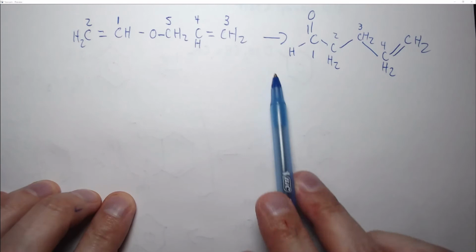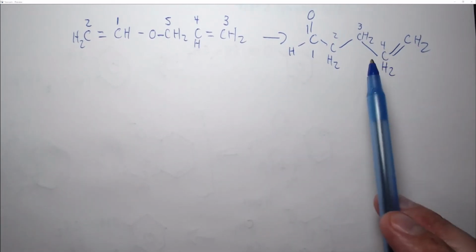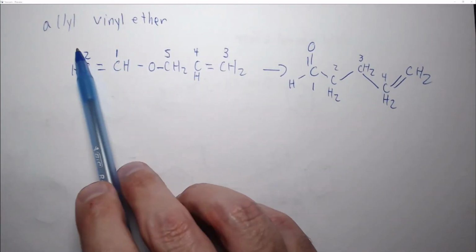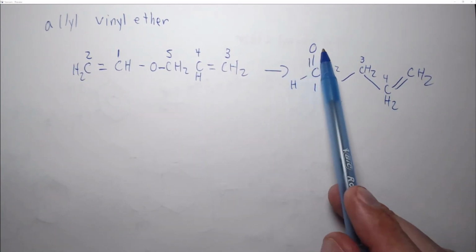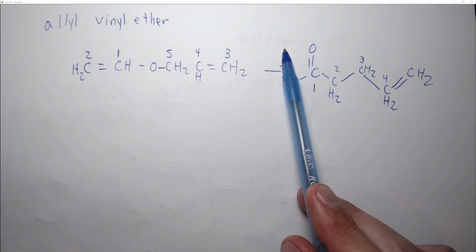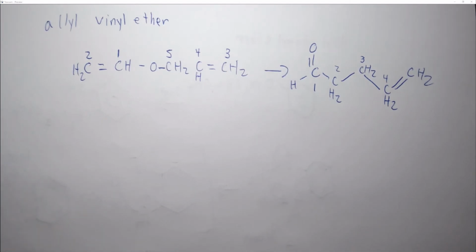So we end up with a similar type of arrangement with this allyl vinyl ether. The major difference here is that we end up with the aldehyde. We don't end up with the alcohol on one side. So this is how the Claisen rearrangement is going.